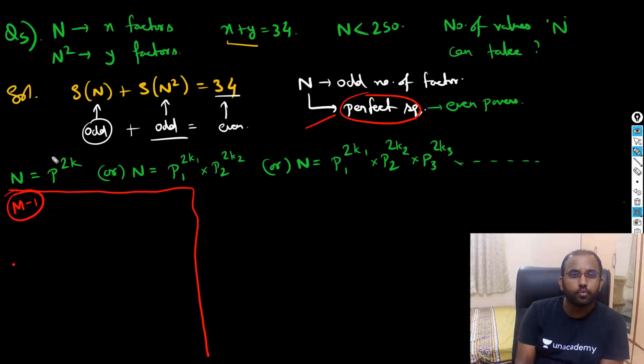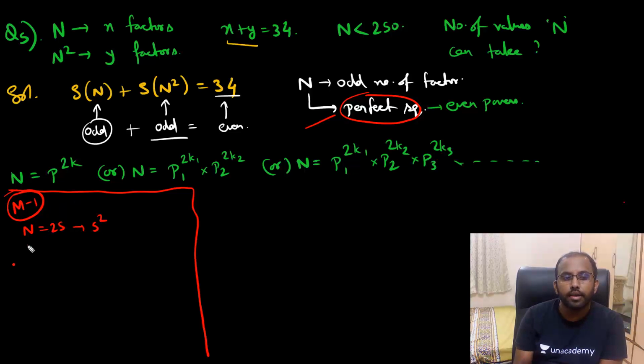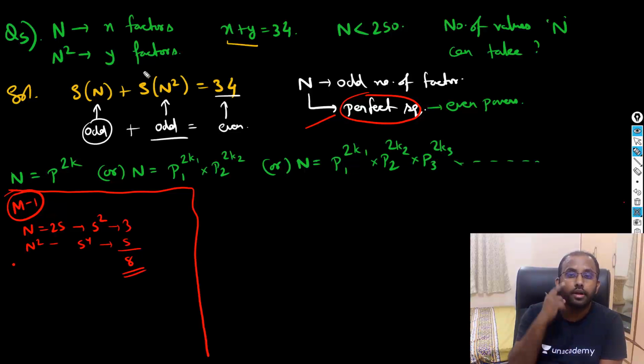25 is a perfect square, obviously. If I take n as 25, it is 5 square. So what is n square? n square is 5 raised to 4. 5 square means 3 factors, and 5 raised to 4 means 5 factors. 3 plus 5 is 8, and we are looking for 34, much more than that. That means I should try and split n into 2 parts.